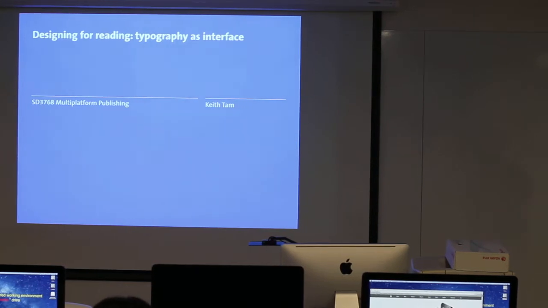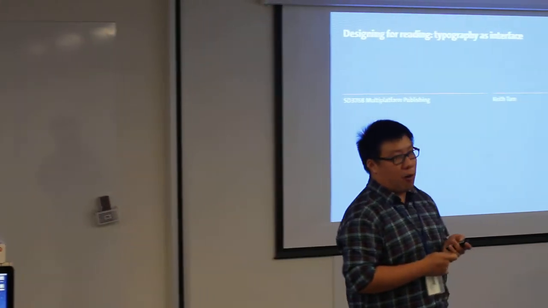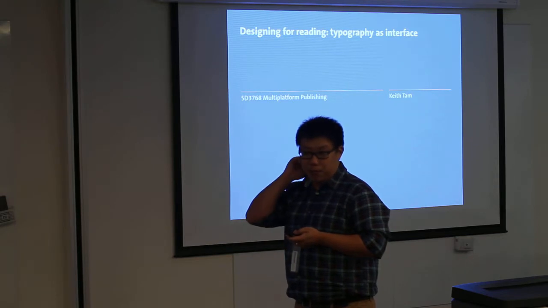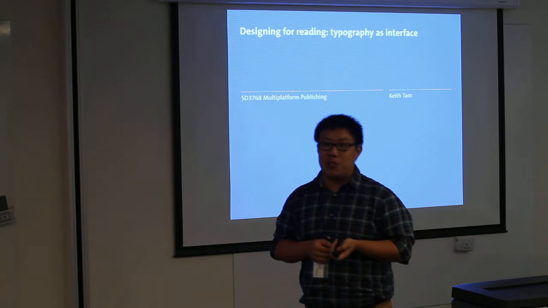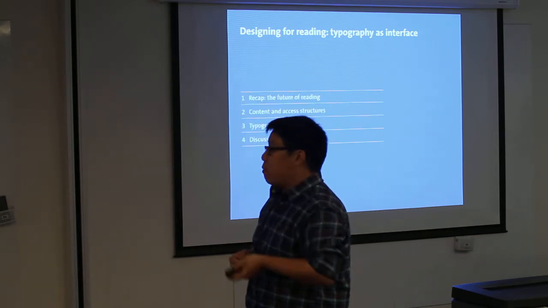So last time, what did we talk about? Materiality of books, how it evolved over time. We talked about different modes of reading. What else did we talk about? Content navigation, we talked about. I'm going to just do a brief recap.